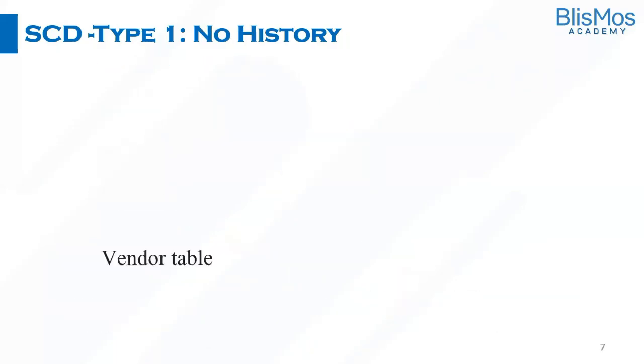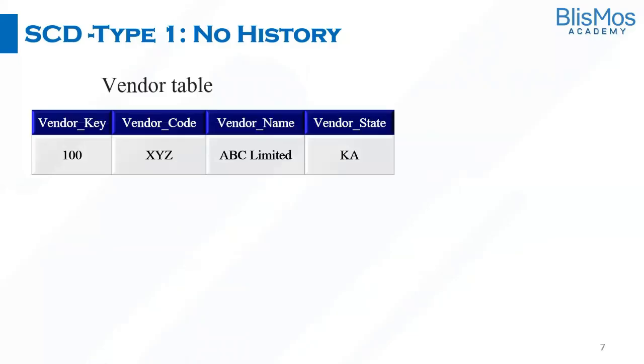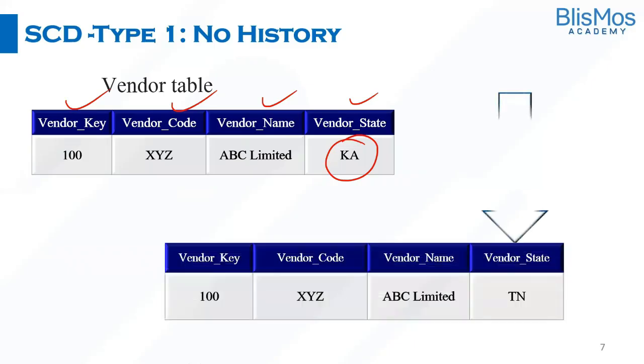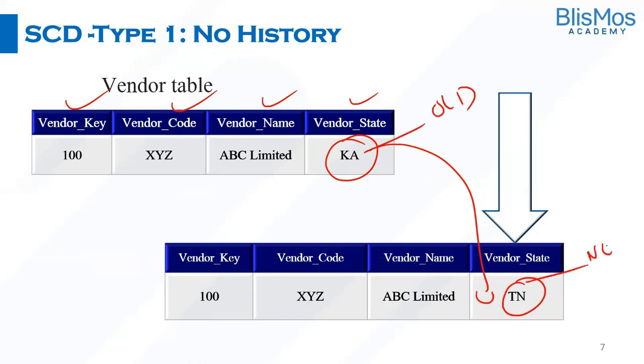Let us take a couple of examples here. Assume you have a vendor table which has vendor key, vendor code, vendor name, and vendor state. Vendor state happens to be Karnataka. For some reason, the vendor has to shift to another state, a neighboring state, that is Tamil Nadu. In that case, we have to take care of this change. How are we taking care of this change? By replacing Karnataka with Tamil Nadu, TN. So how are we tackling the changes? By replacing the old value with the new value.